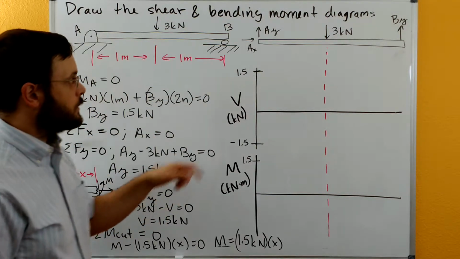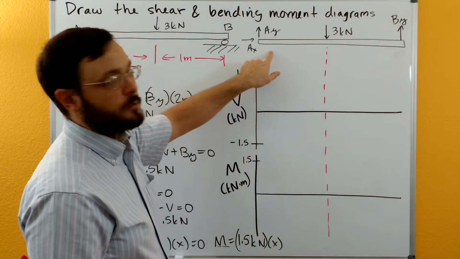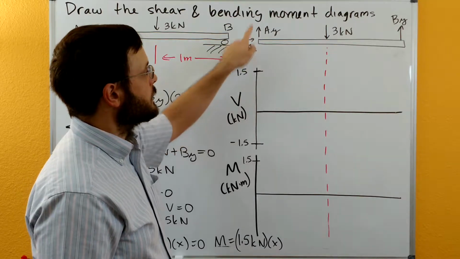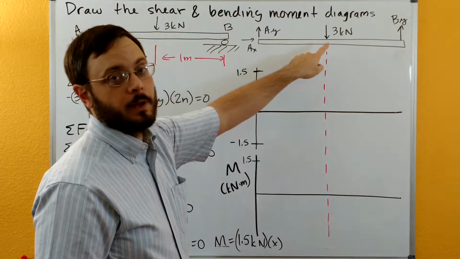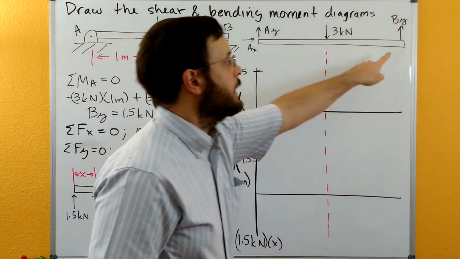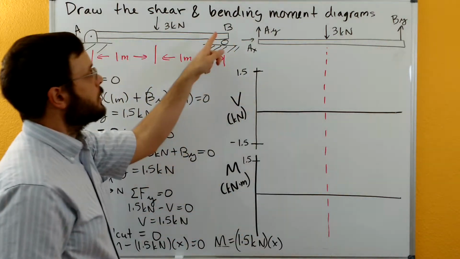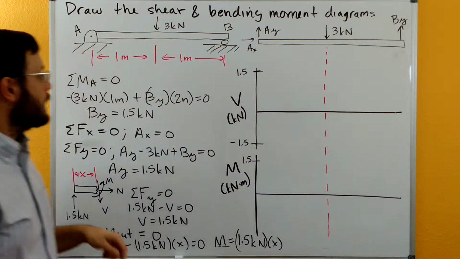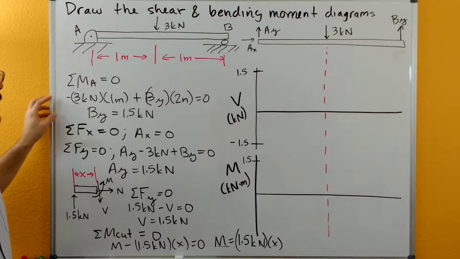So first we need to draw our free body diagram. For the pin at A, we have an AX and an AY. Here's our applied 3 kilonewton force, and then here's our BY force from our roller. Then we need to solve for those reactions.